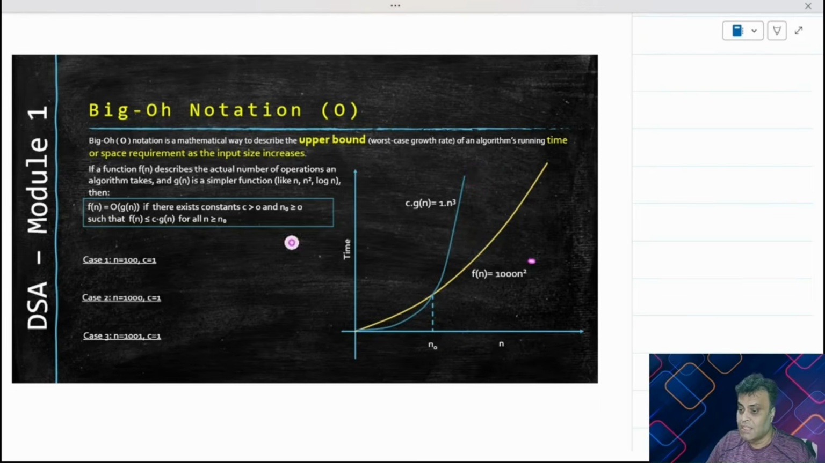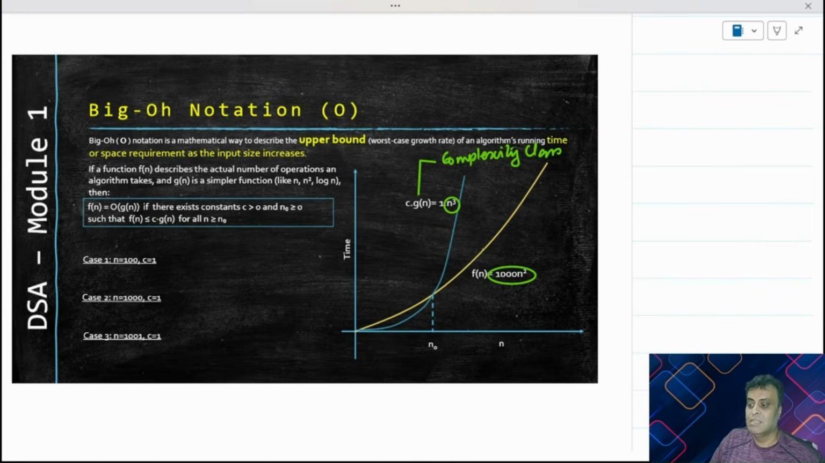Which is going to be my upper bound. That means that if you have a function which is a complex function, then we will have a function which is a simpler function. So probably this will be aligned to some conventional complexity class. For example, here we can see n cube. So it is aligned to the n cube complexity class. So it's a simple function. Let us assume this is a complicated function. I know you can align it to n square, but let us assume you cannot align it to any complexity class.